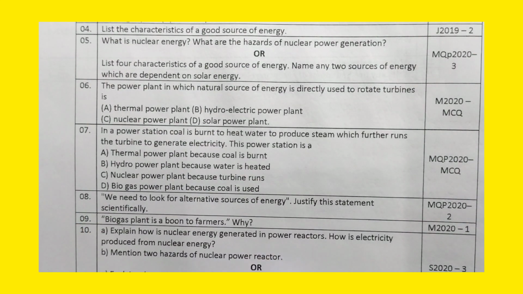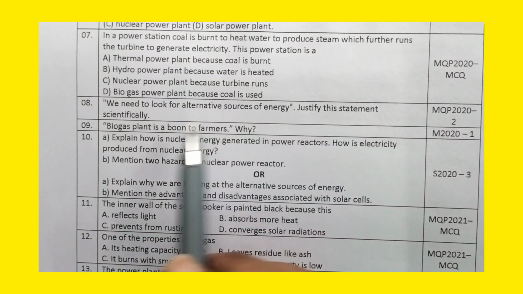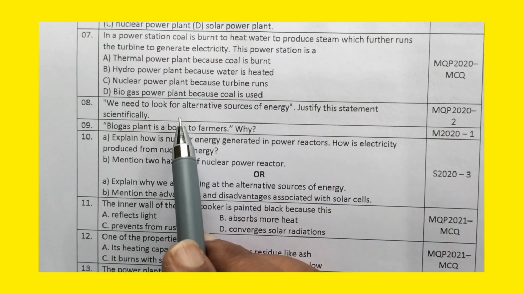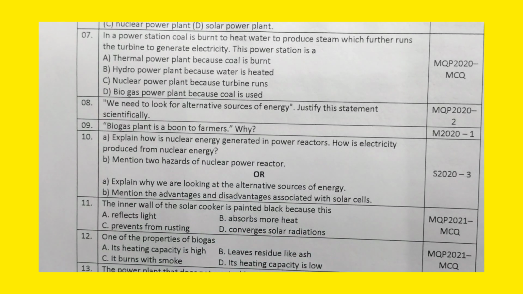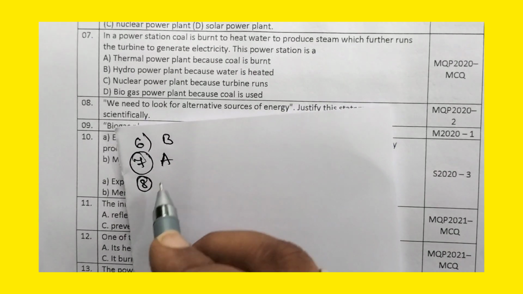Now let us move to question number 8. Question number 8 says, we need to look for alternate sources of energy. Justify this scientifically. So today we are going to alternate sources of energy. Why? We have to give a scientific justification. So let us answer that.